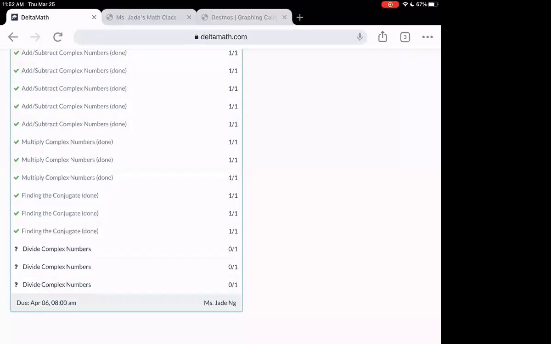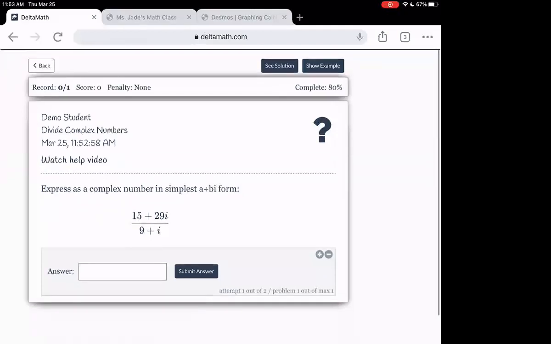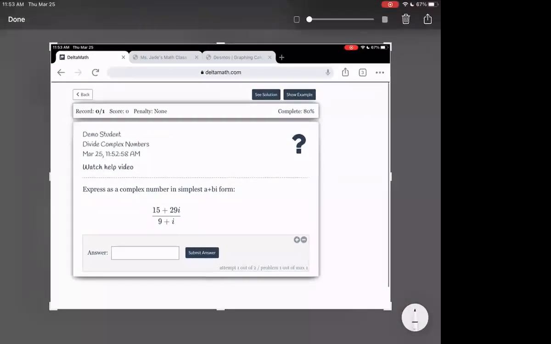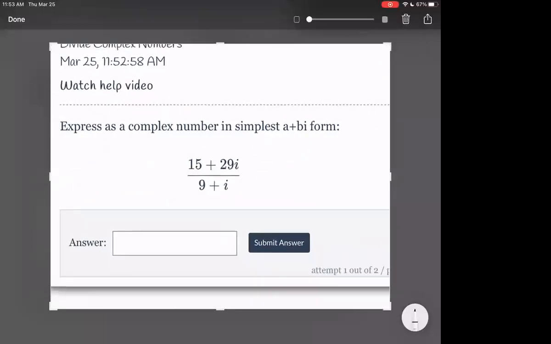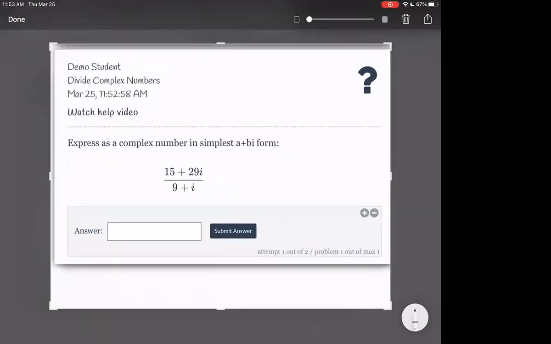So the last category is dividing complex numbers. Probably not your favorite thing, but we'll get through it, okay? We're going to express it as a complex number in simplest a plus bi form. When you have a fraction, fractions do not like having i on the bottom. So we don't like this.